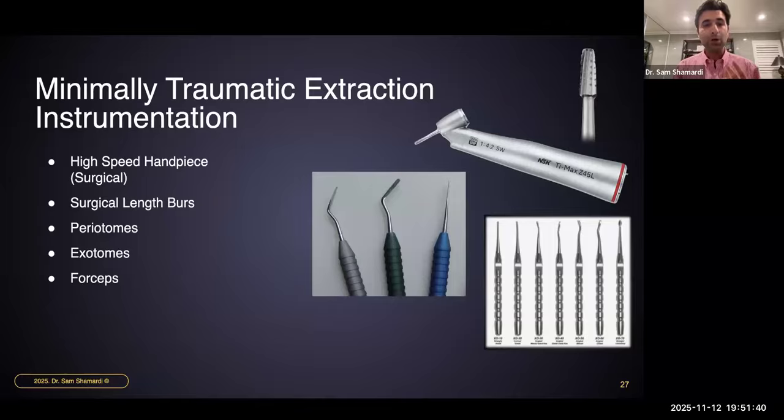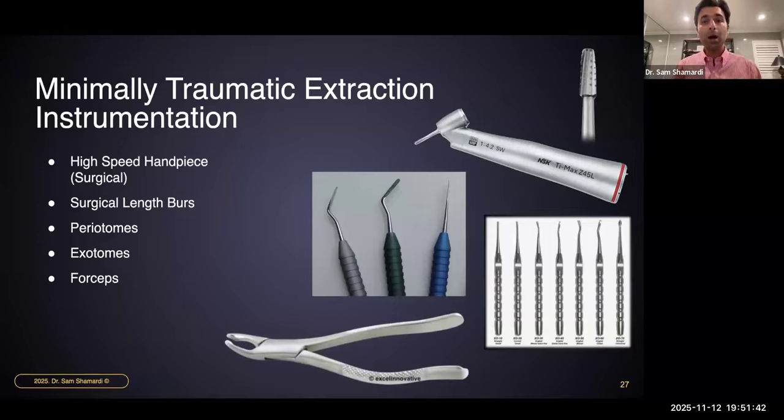That being said, last but not least, that does not mean that we never utilize traditional elevators and forceps. What it does mean, though, is that we're going to allow the handpiece, the periotomes, and the exotomes do 90 to 95% of the work so that when we get to the point where we even consider using our forceps, the majority, if not all of that luxation has been done, and that forceps in many cases won't even be necessary, or if it is, it's really the finishing touch.